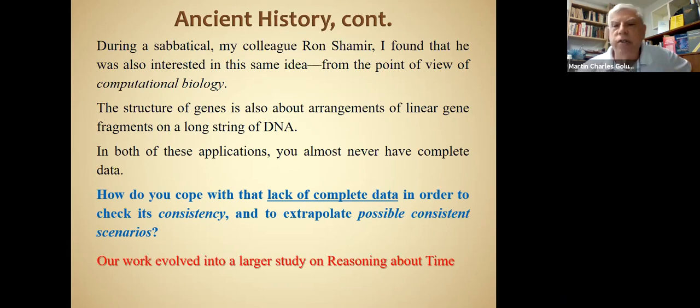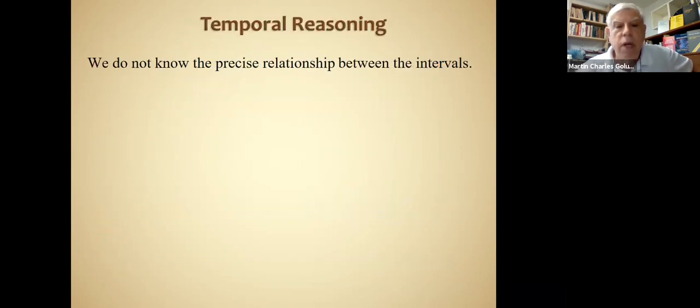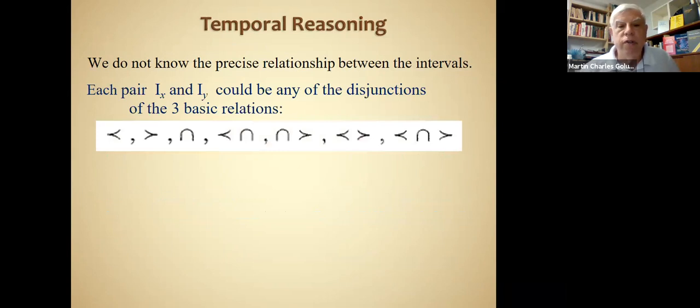And our work evolved into a larger study of reasoning about time. So in temporal reasoning, we do not know necessarily the precise relationship between intervals. And each pair of intervals, Ix and Iy, could be any disjunction of these three basic relations. That is, I might really know that X is before Y, or that X is after Y, or that they intersect. But I might only be told that X is either less than or intersects, or intersects or greater than. Or it might be that I don't know what it is. The relationship between X and Y might be less than, it might be intersect, it might be greater than, and I don't really know.